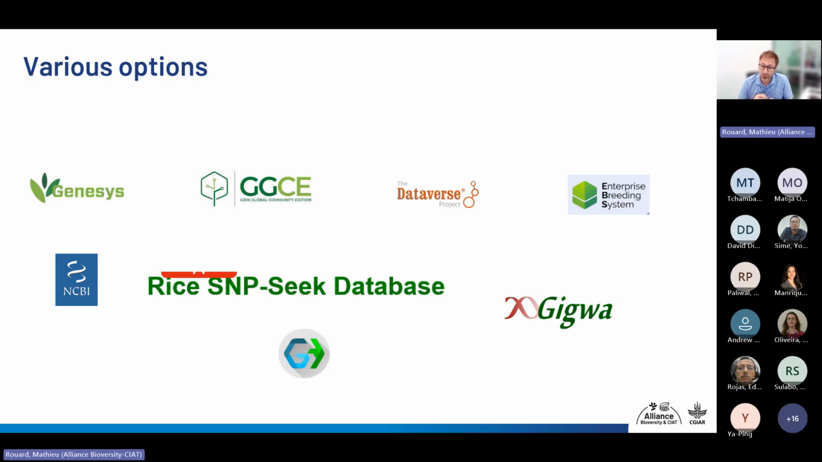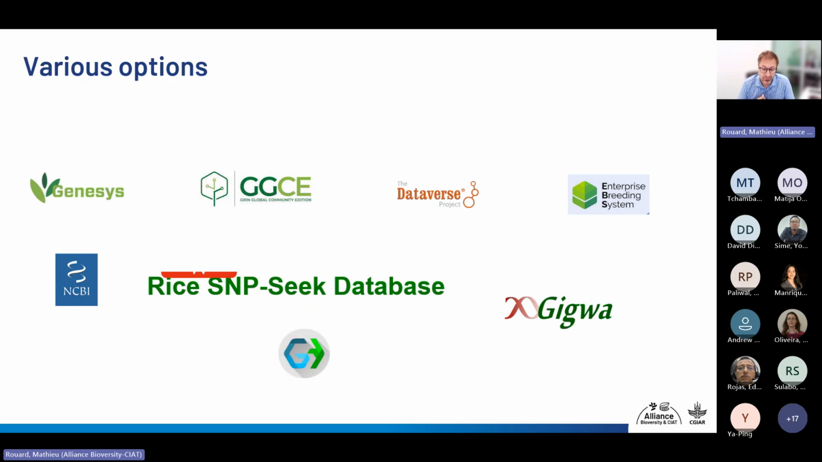Some centers also develop systems that are sometimes quite specific. So SNP-Seek was developed for rice in the 3,000 rice genomes. It's a very nice system, but it's really tailored for the rice data, and the objective was not to develop it and to deploy it in multiple centers.